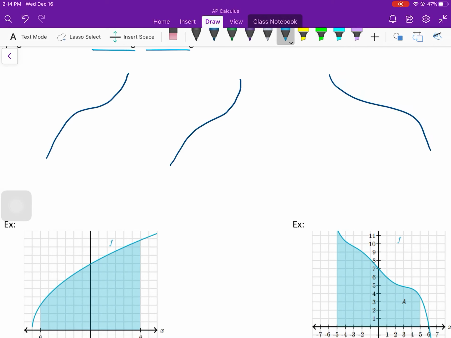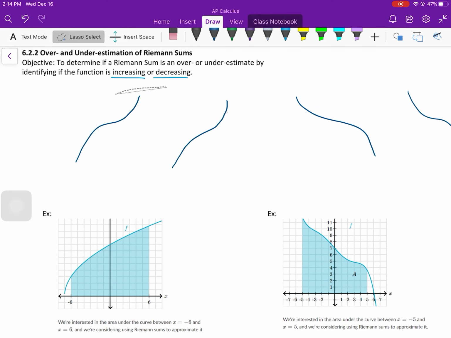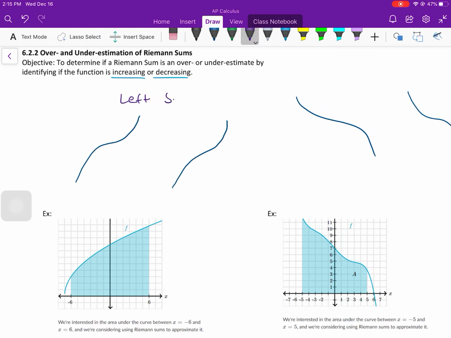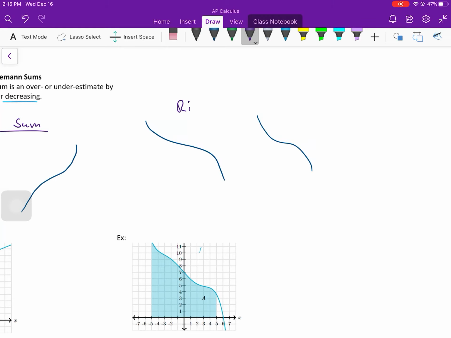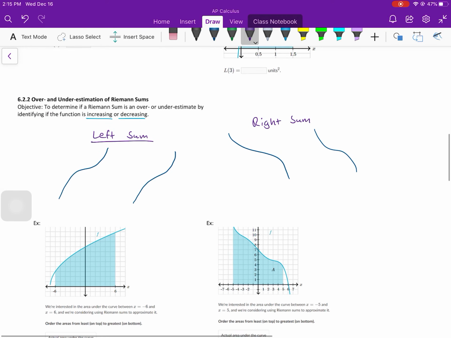Okay, a left sum means, so we'll make this our left sum, and this one our right sum. Oh wait, we couldn't do that. This is our increasing and that's our decreasing. Got that a little backwards there. Okay.